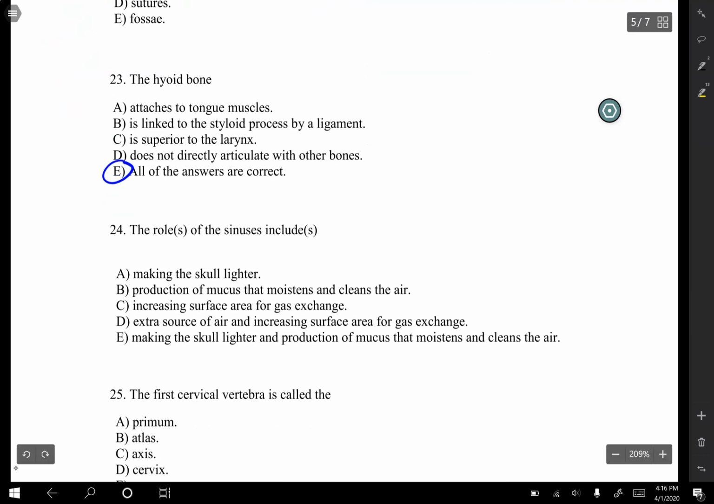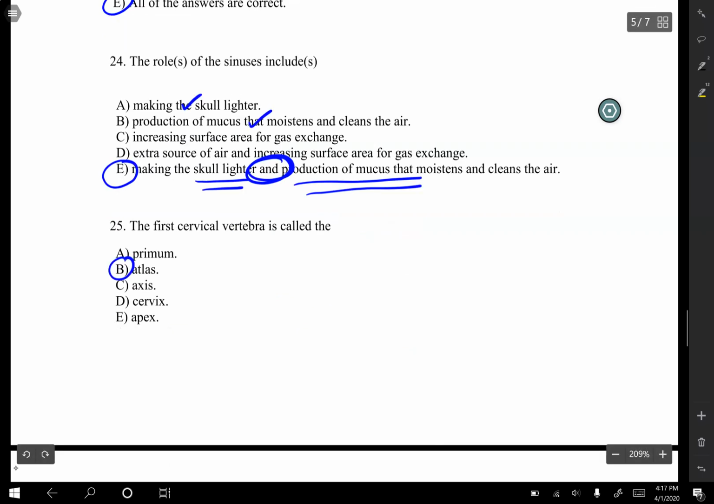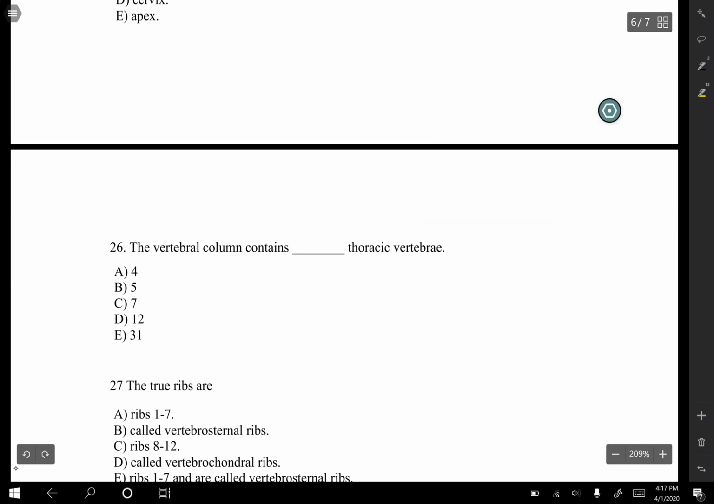The sinuses, now this one here is tricky. You gotta be careful. Everyone's like, all right, yeah, they do that. That's cool. Oh, or you might have fell for that. Yeah, that's cool. Or if you read choice E, they do both. Make it lighter and produce mucus. So remember, read all of the choices. The first cervical vertebra, that's the one on the top, holds up your head, called the atlas. The thoracic section has 12 vertebrae, because your thoracic is T1 through T12.